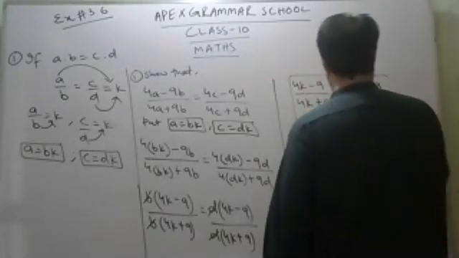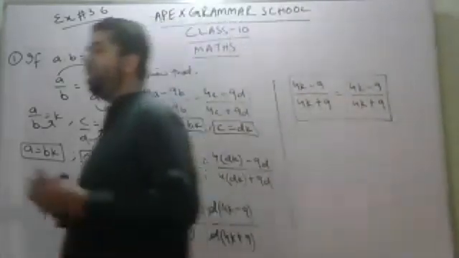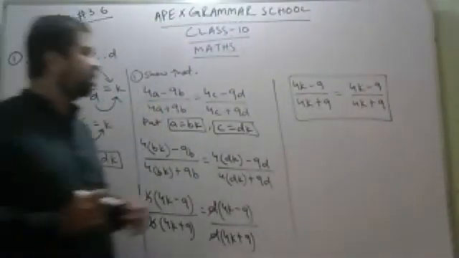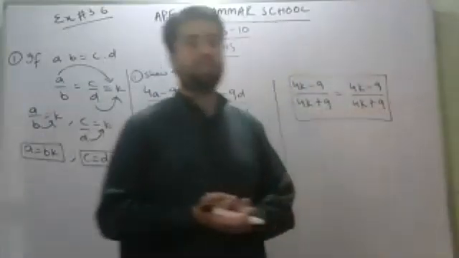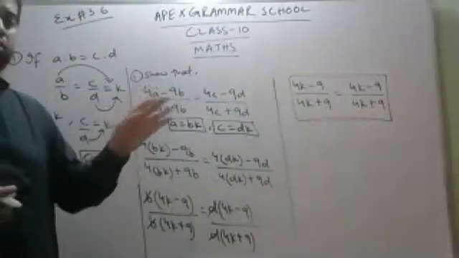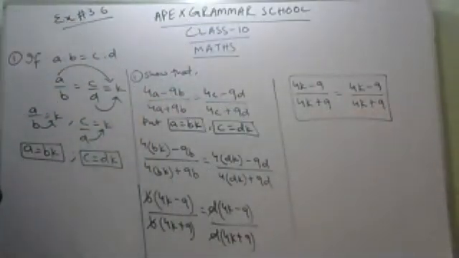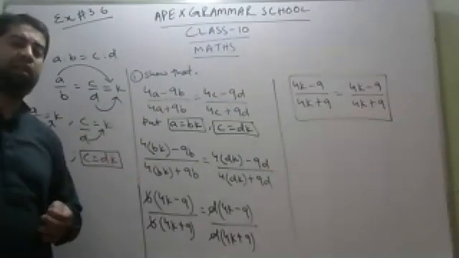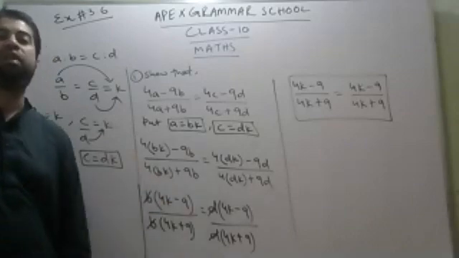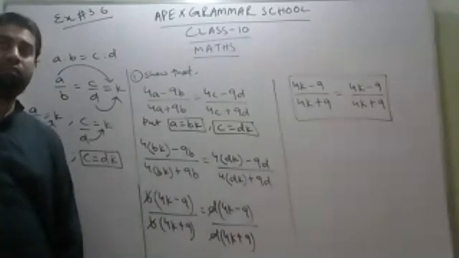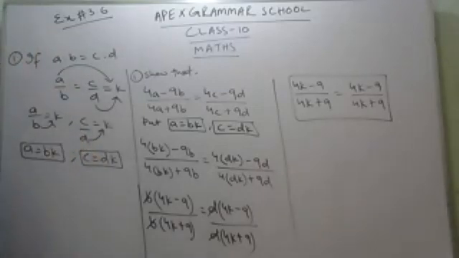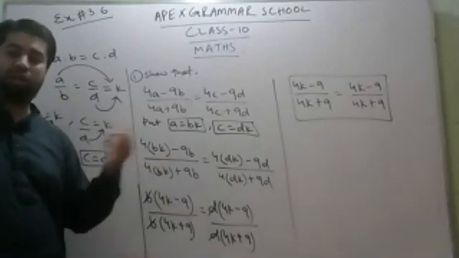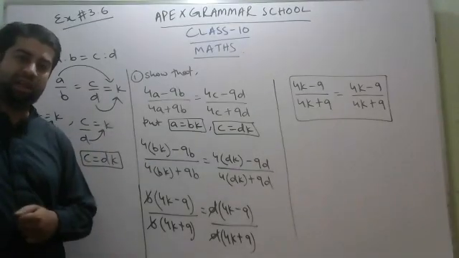Now see that these values are collectively equal. If this is 4k minus 9, then this is also 4k minus 9. If this is 4k plus 9, then this is also 4k plus 9. So now these values are totally equal. After applying the k method, we get that both the fractions are equal. This is how we know, through the relation a ratio b is equal to c ratio d, that both ratios are equal. This is called the k method.